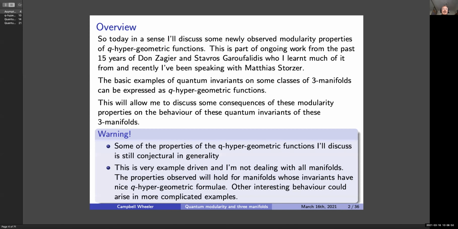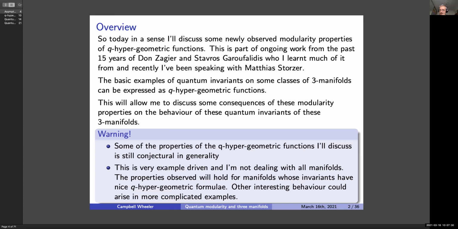I just want to give a warning to start off with. This is really still work in progress, and some of it is still conjectural. In terms of relating it to the manifolds, it's not clear to me how general the properties will go. For certain examples of manifolds where you can write down nice formulae, where their character varieties are, say, finite, there are extra assumptions that could be reasonable to push the conjectures of this quantum modularity to there.